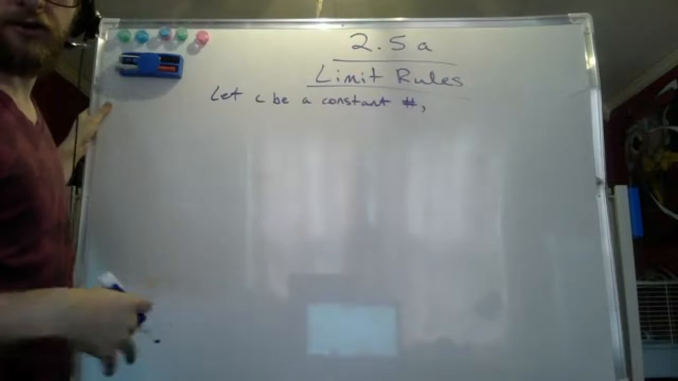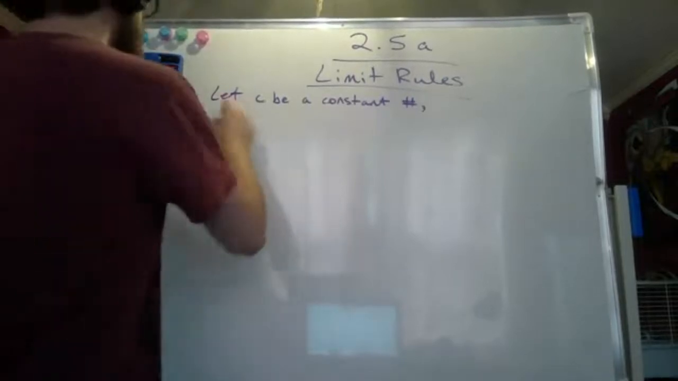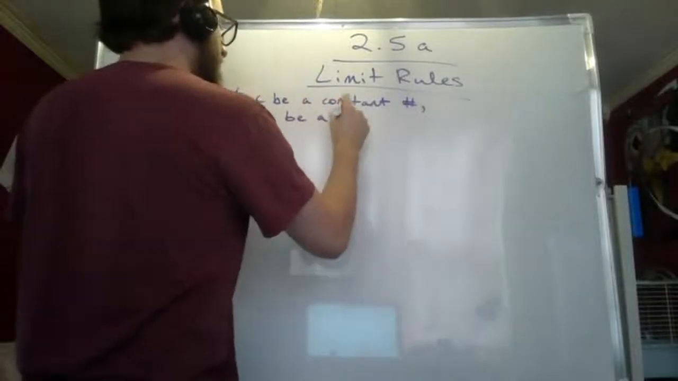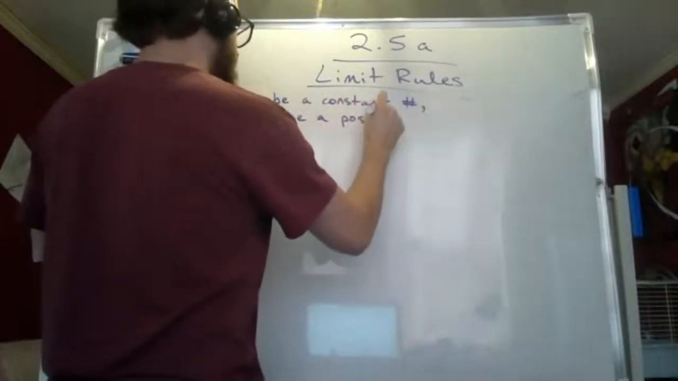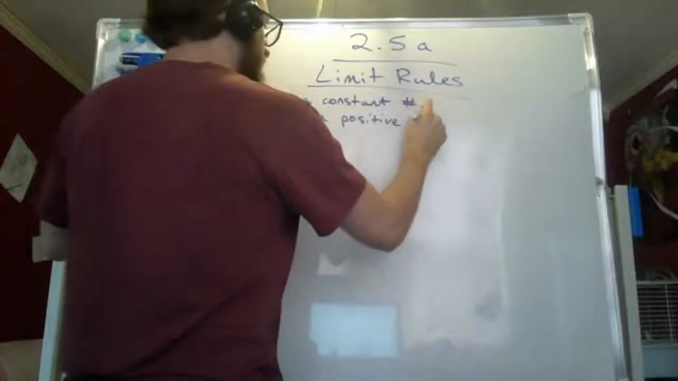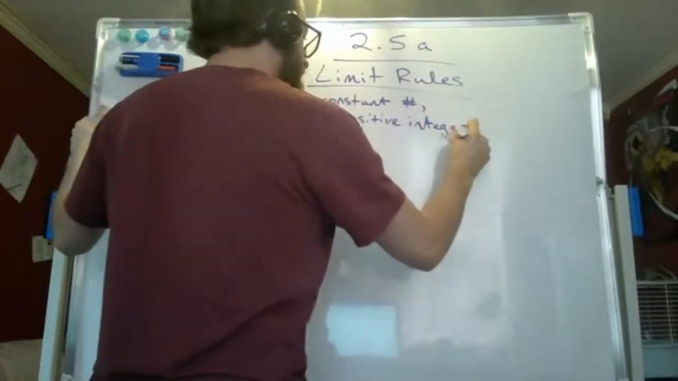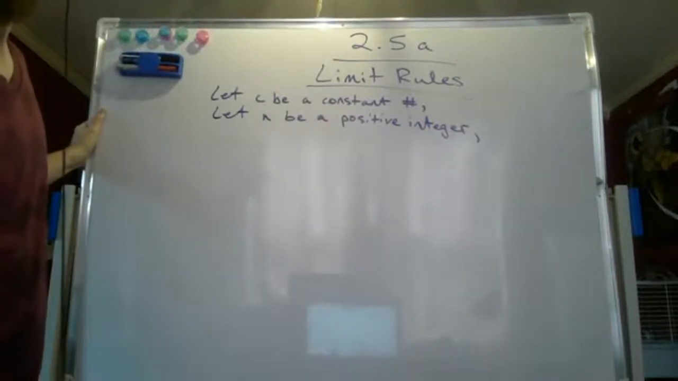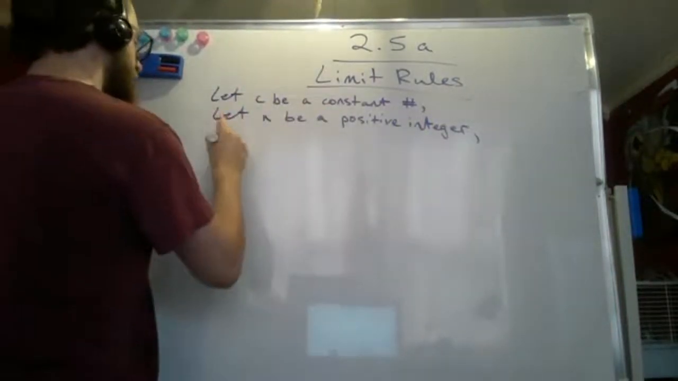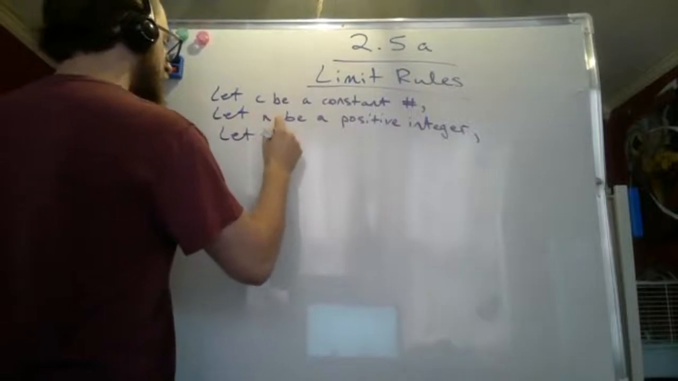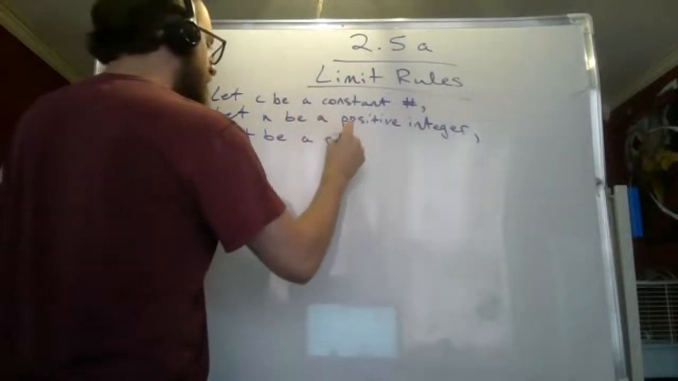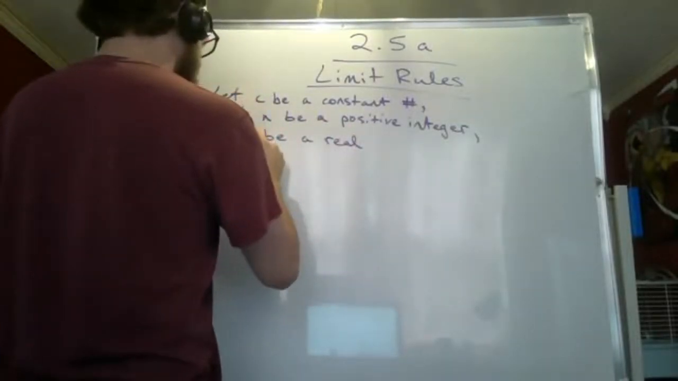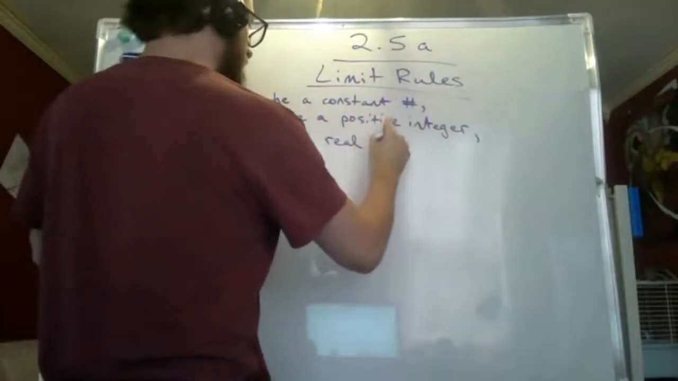So far so good, nothing strange about that. Let N be a positive integer, so like 1, 2, 3, 4, 5. Okay, nothing strange about that either. Let A be a real number. So this is like C, it's just something constant.